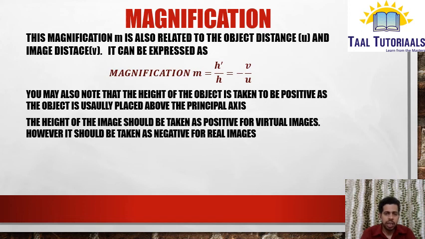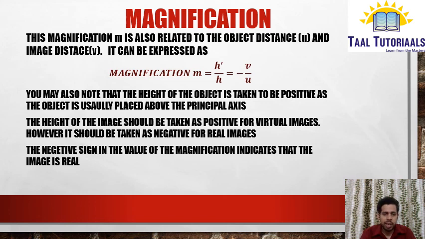And I think you already have an idea what are real images and virtual images. Real images are the images which we can catch on the screen, and virtual images we cannot catch on the screen. The negative sign of the value of the magnification indicates the image is real. So if you get magnification as negative, then you can decide that the image formed is real. You need not know about the image formation and all. Just by seeing the value of the magnification, you can decide whether it is a real image or virtual image. That is very handy for us. We can easily check whether an image formed is real or virtual.